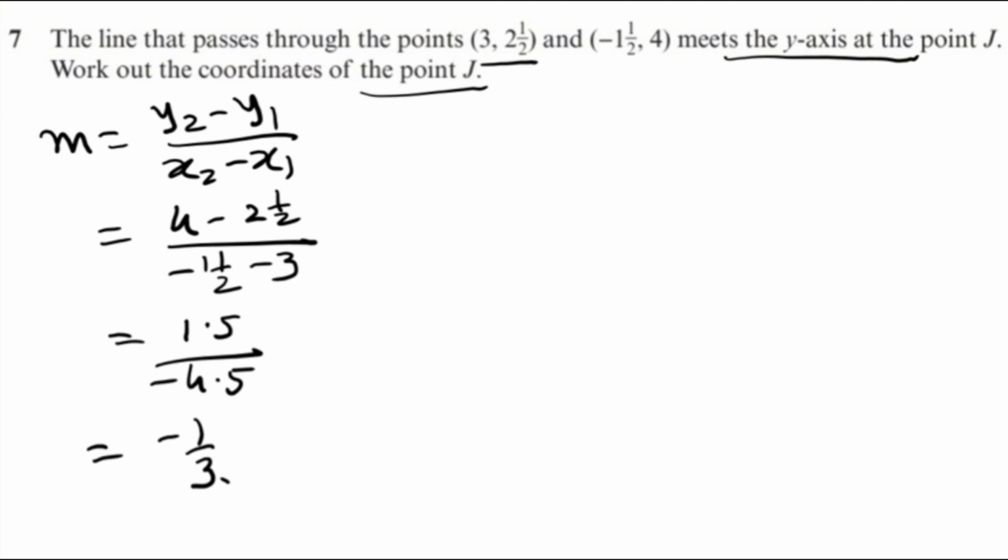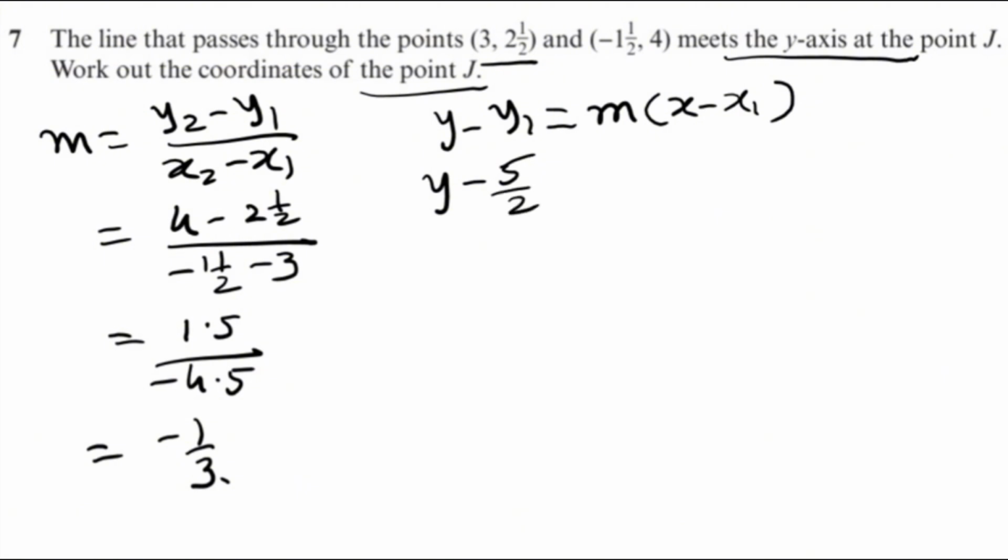Now to find the equation of line, we can use this equation: y minus y1 equals m into x minus x1. So y minus 5/2, I converted the mixed fraction into an improper fraction, is equal to minus 1/3 times x minus 3.